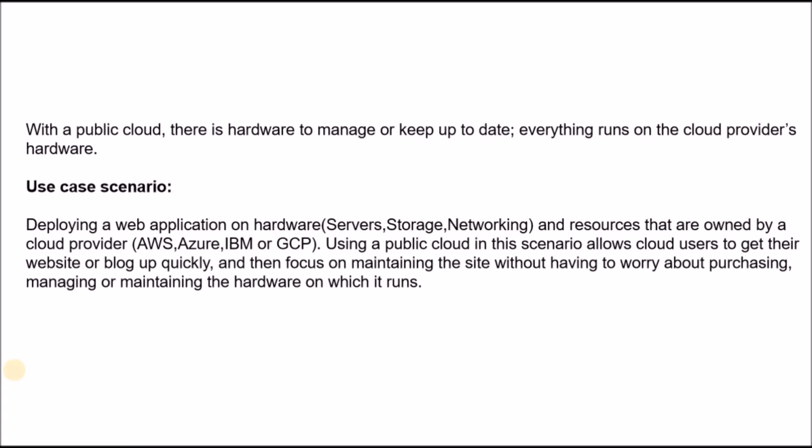The use case scenario is that you deploy your web application on hardware, where the servers, storage, networking and resources are owned by a cloud service provider, like AWS, Azure, IBM, or GCP. They provide you the resources, and you simply deploy your application on that infrastructure. So using public cloud in these scenarios allows cloud users to get their websites or blogs quickly accessible, and to focus on maintaining the site without worrying about purchasing and maintaining hardware. In this deployment model, you are not bothered about the hardware. You only focus on your application.